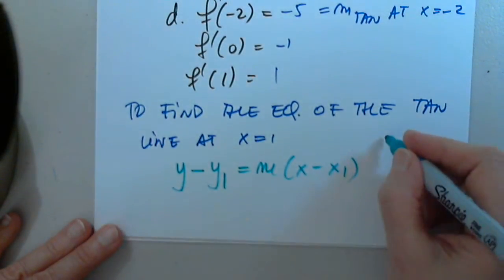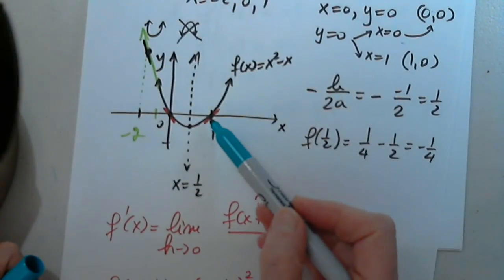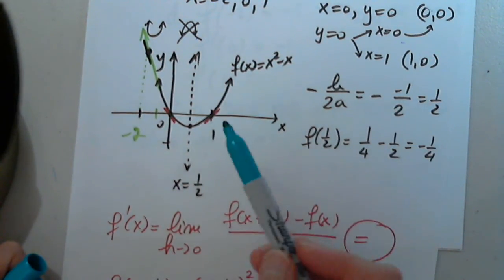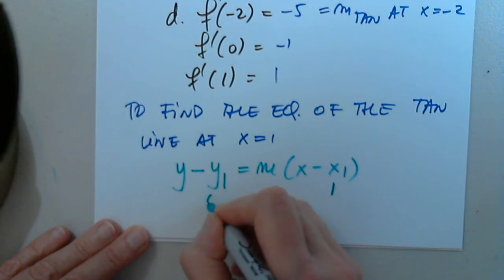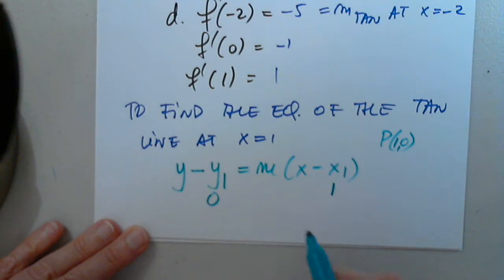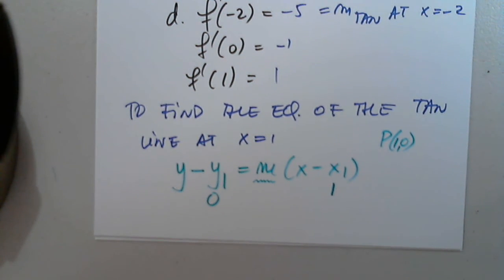Okay, so can anyone give us the point we are calculating? We determine the tangent line for x equals 1, so the y-value is 0. Very good. So the point is (1, 0). Good. Can anyone give us the slope of the tangent line at 1?